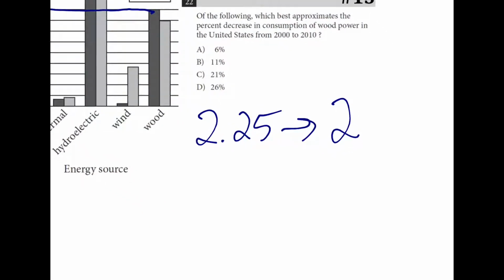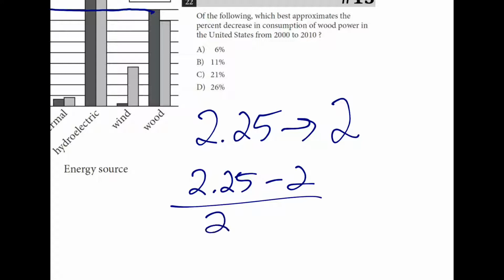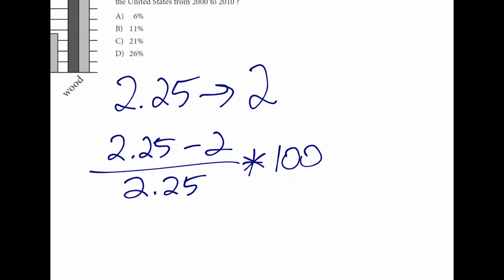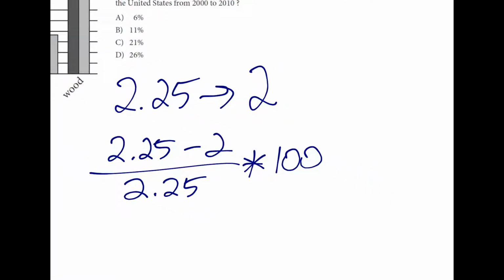How do we find the percent decrease? Like this: 2.25 minus 2 all divided by 2.25, and we multiply our result by 100 to convert it into a percent. If we use our calculator to do this, we end up with about 11.1%. Thus, B is our best choice.